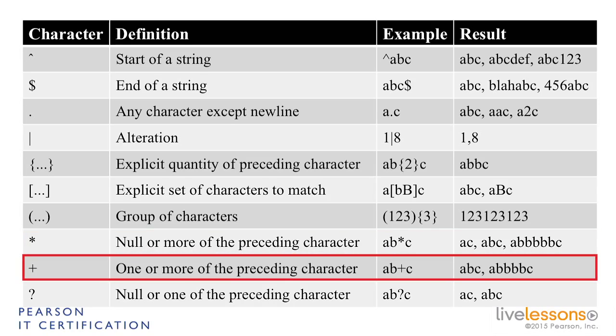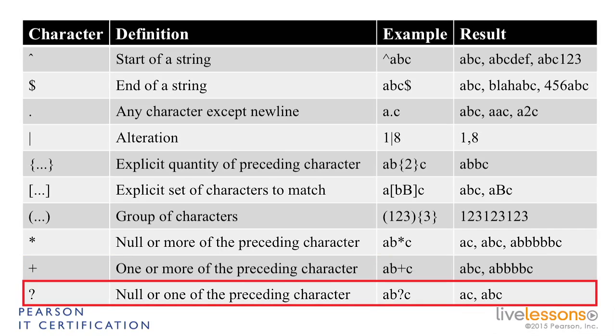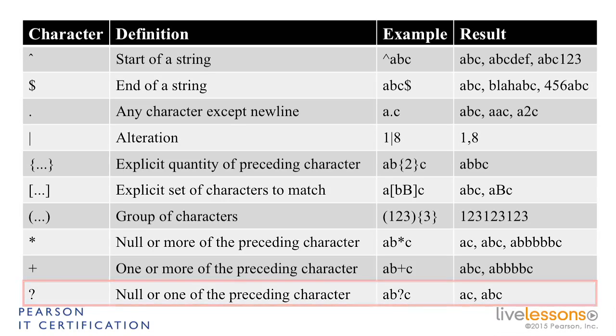Then we have plus, which matches one or more of the preceding character. So it's a little bit like star, but you need to have at least one. And then we have question mark, which is null or one of the preceding character. So a, b, question mark, c would give a match on ac and on abc, but not on abbc.